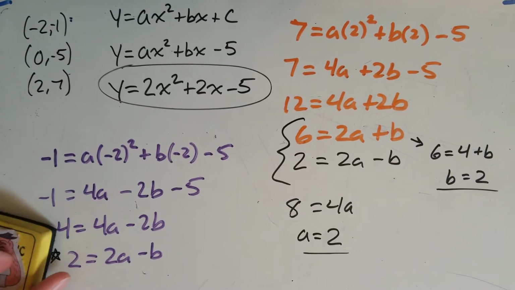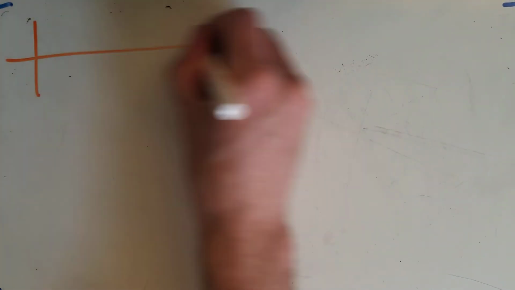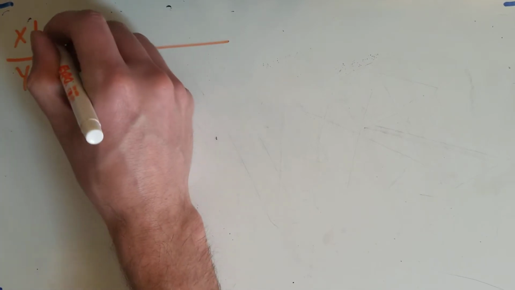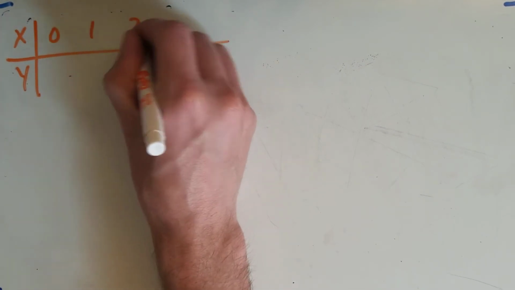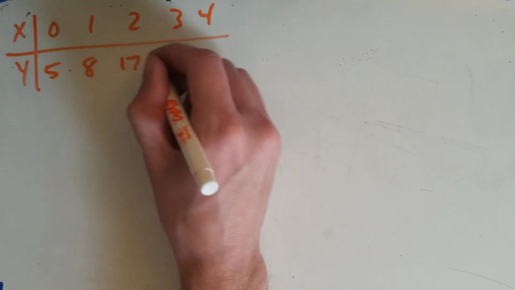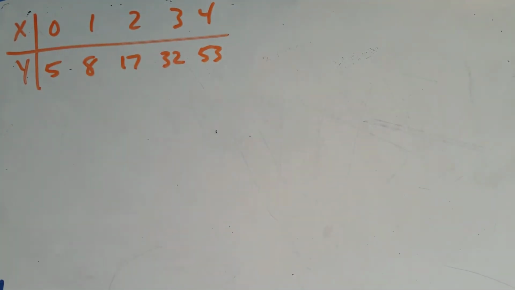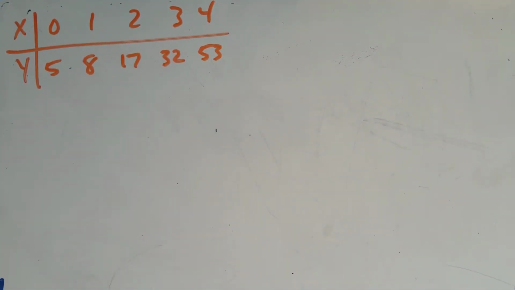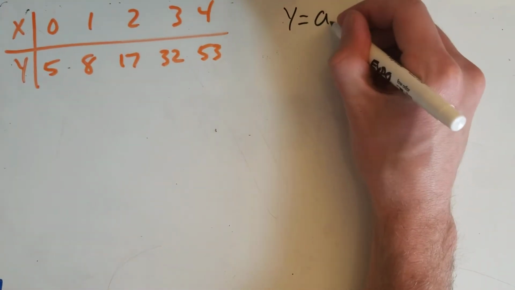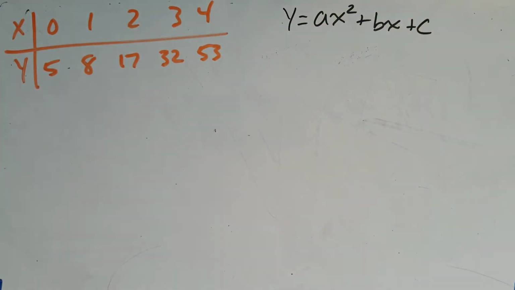All right, our next question, we have a table. So our table looks like this. We have x and y. We have 0, 1, 2, 3, 4. And we know 5, 8, 17, 32, and 53. And we're told that this is a quadratic function, and we want to write the equation in standard form for this function. So we want to be in y equals ax squared plus bx plus c.